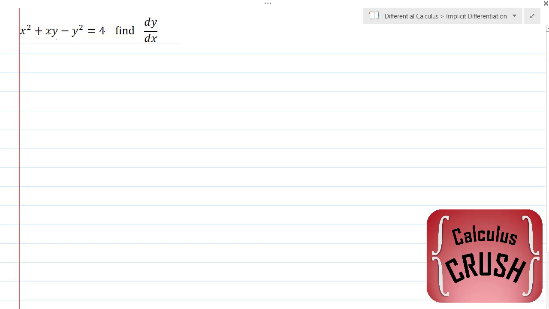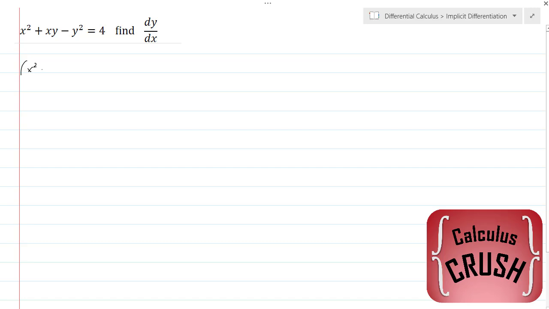There's no way you can factor this or set it up such that you only have y on one side. So what we need to do is just take the derivative of both sides. So I'm just going to write out every step here.